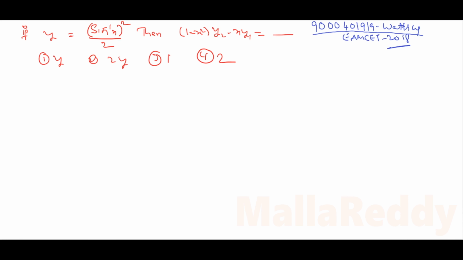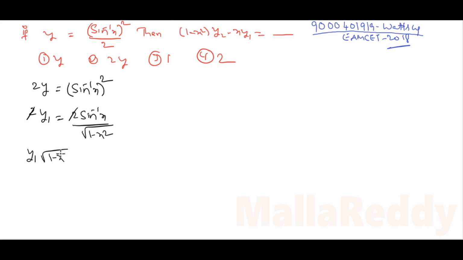If y is equal to (sin inverse x) whole square by 2, then (1 minus x square) into y2 minus x y1 is equal to dash. Here y is given as (sin inverse x) whole square by 2. So from this equation 2y is equal to (sin inverse x) whole square. Now take the derivative. 2 into derivative of y, y1, is equal to 2 sin inverse x into the derivative of sin inverse x, 1 by root of 1 minus x square. Both sides 2 cancelled. So y1 into root of 1 minus x square is equal to sin inverse of x.